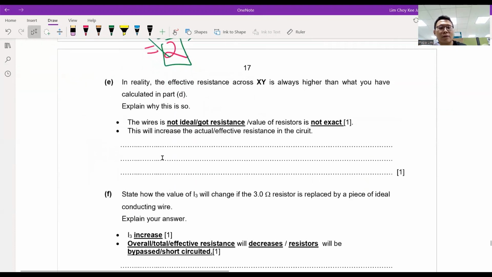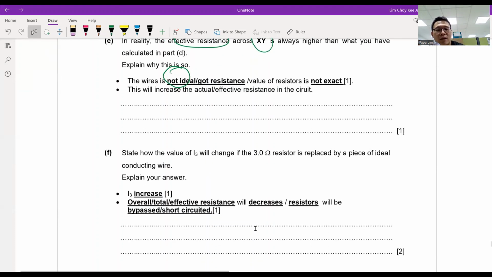And lastly, the reason XY is always higher. Most students have no problem with this one. They know that in real life, the wires are not ideal. There is definitely resistance in them, and this additional resistance will make the entire circuit's resistance higher than 6 ohm. As a result, the circuit will not be like what you calculated, 6 ohm. In reality, it's actually more than that.